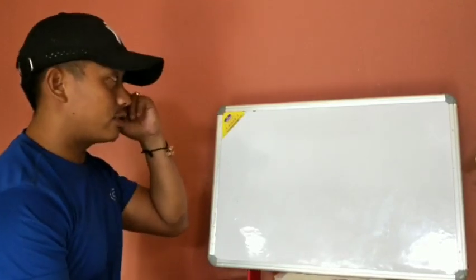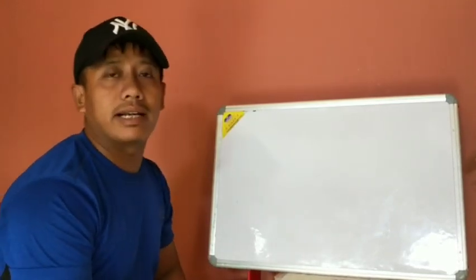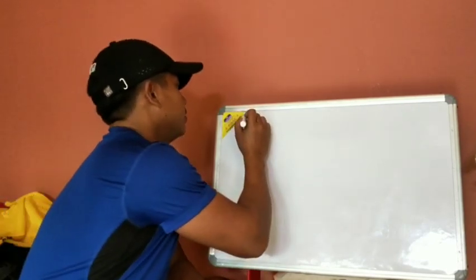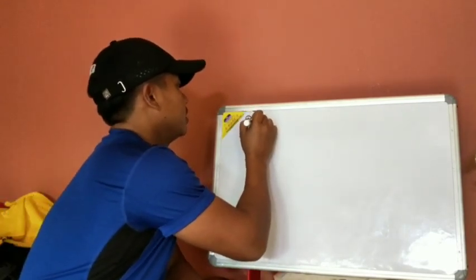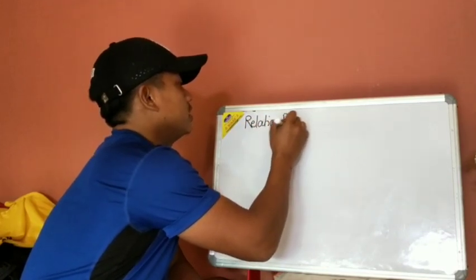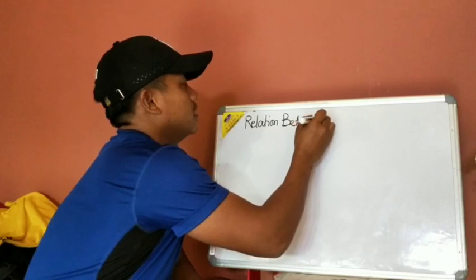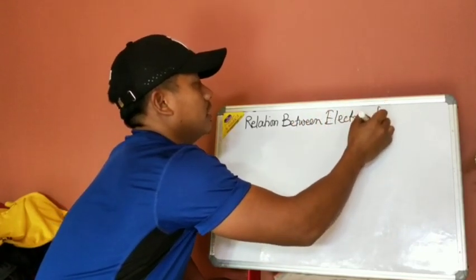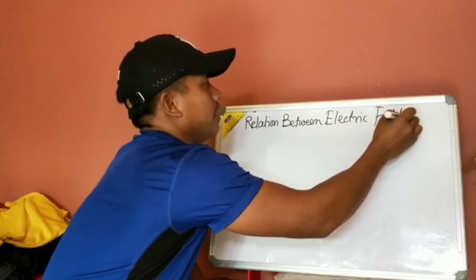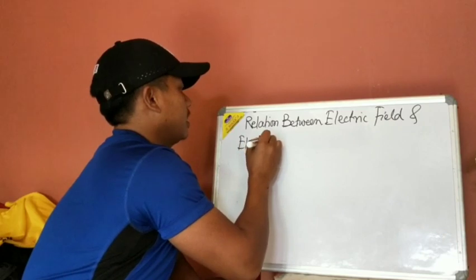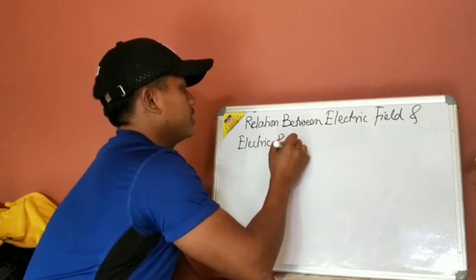Class, the next topic is the relation between electric field and electric potential. So let us see the relation between electric field and electric potential.